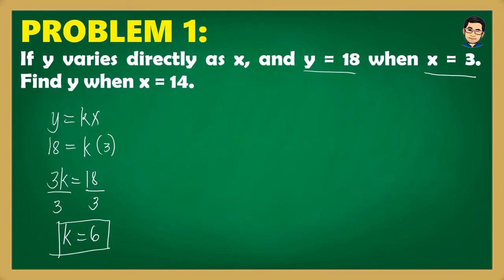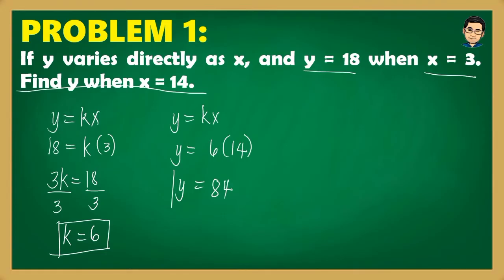Now, to answer the question, find y when x is equal to 14. So, using y is equal to kx, isa-substitute lang po natin nakuha nating k, tsaka yung x is equal to 14 para makuha yung y. So, y is equal to, the value of k is 6 times the value of x, that is 14. So, 6 times 14, that is 84. Therefore, the value of y is 84. So, ito po yung ating final answer.